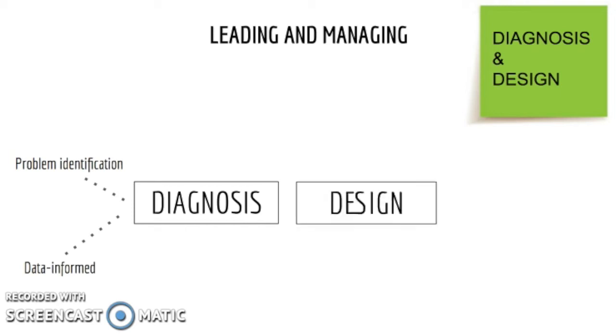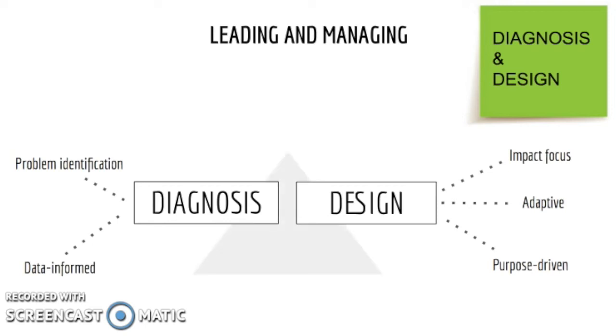The complement to diagnosis is design, which involves shaping things for an intended purpose, and it is impact focused. It's hoping to actually have an effect on a system. It's adaptive and changing, and it is purpose driven, meaning that there is a key goal assigned to the design of something. Spillane mentions in the book that for diagnosis and design to be effective, they need to be anchored in student learning and teaching practices, which directly aligns with the purpose-driven aspect of design.